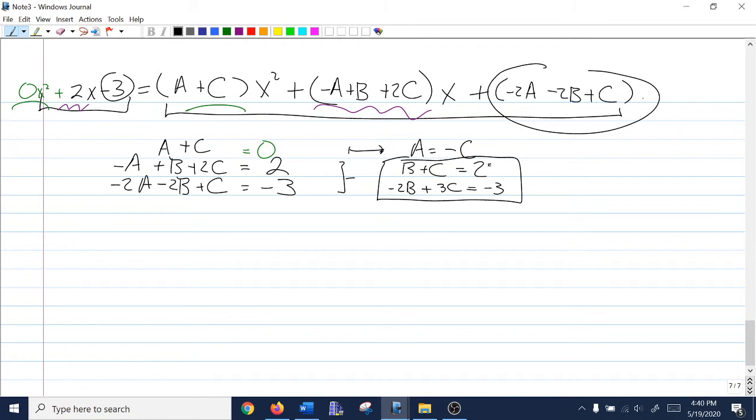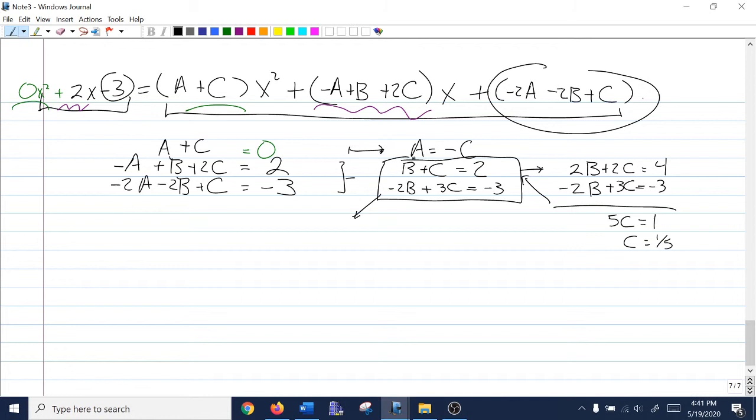I could solve this for b and plug it into there, but we'll do the slick way. Let's double equation 1: 2b plus 2c equals 4. Equation 2 is negative 2b plus 3c equals negative 3. If I add those 2 equations together, the b's cancel. I get 5c equals 1. c is 1/5. I can plug that into here to find b, but very often it's easier to just do elimination again a different way.